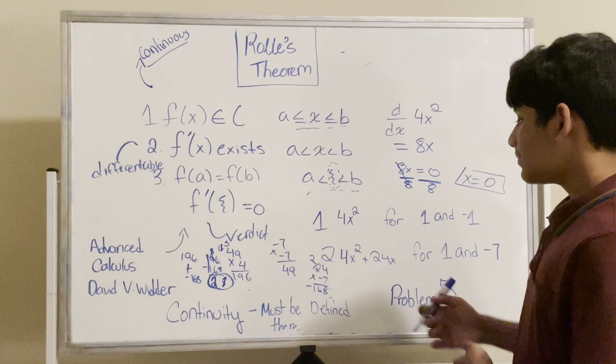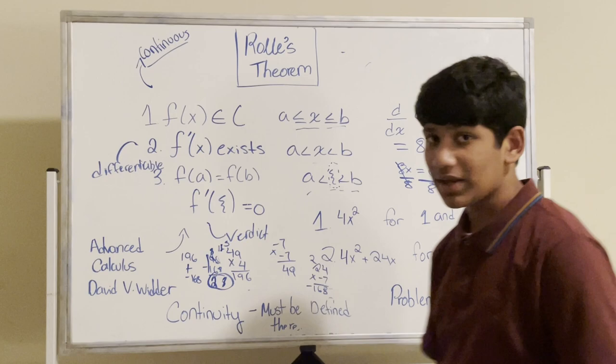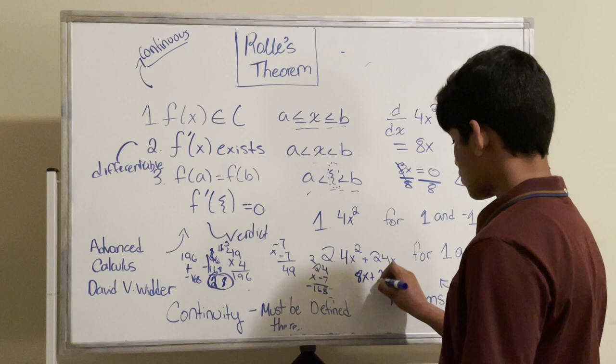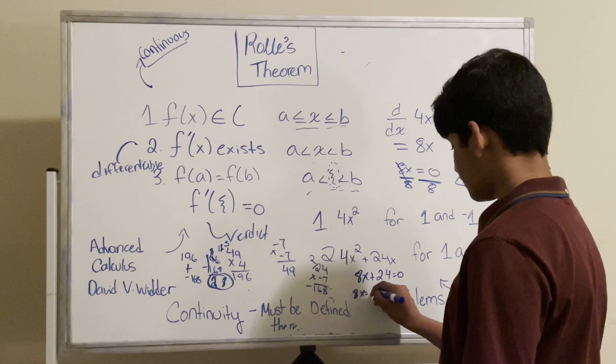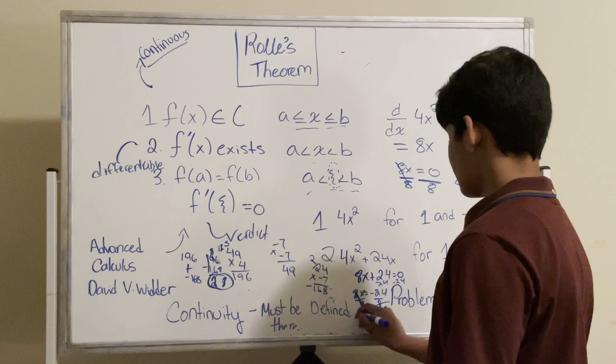So we got the third step. We know polynomials are differentiable and continuous, and we've got this. So now we can actually start working. Rolle's theorem does apply. The derivative of 4x squared plus 24x is 8x plus 24, and we're setting this equal to 0. So 8x is equal to, we subtract 24 from both sides, minus 24 over 8. x is equal to minus 3.